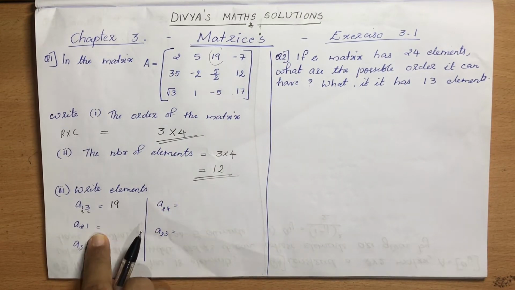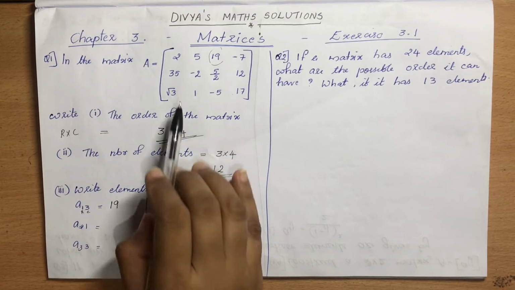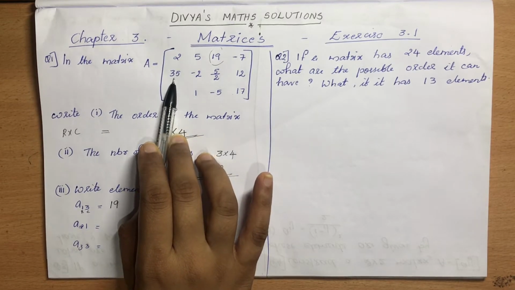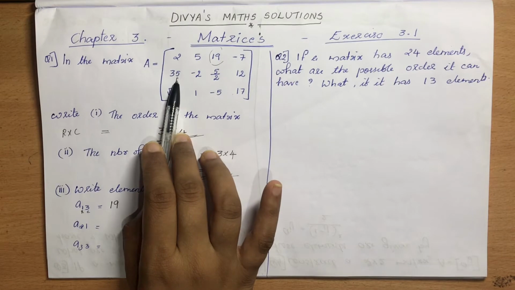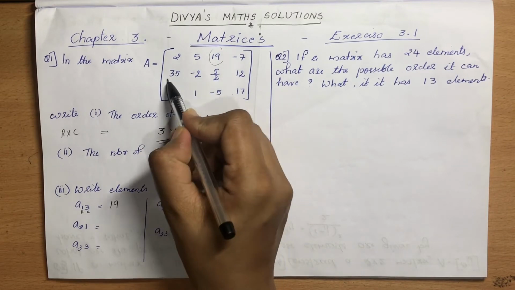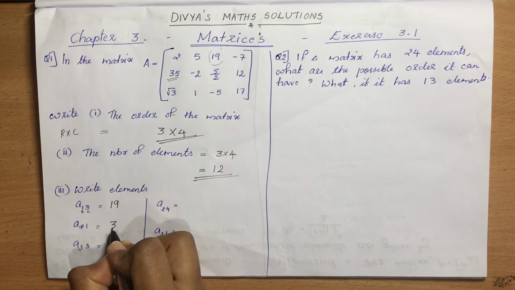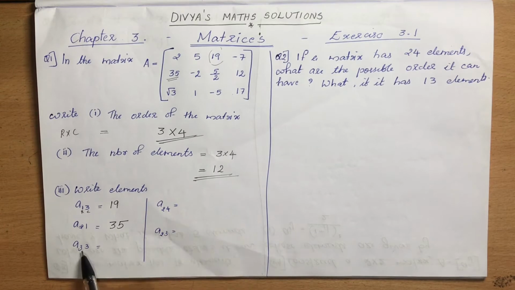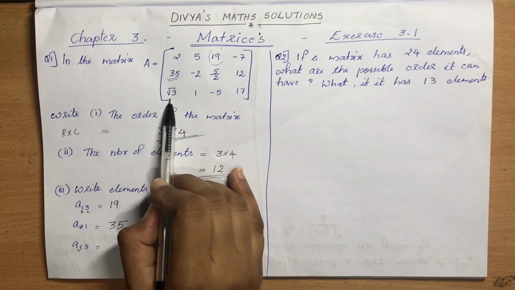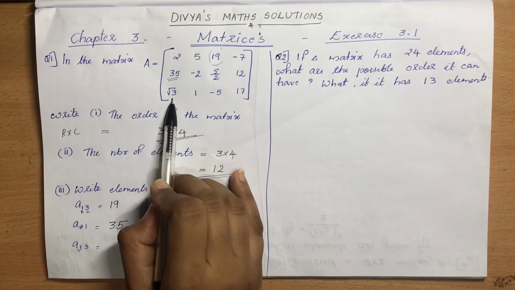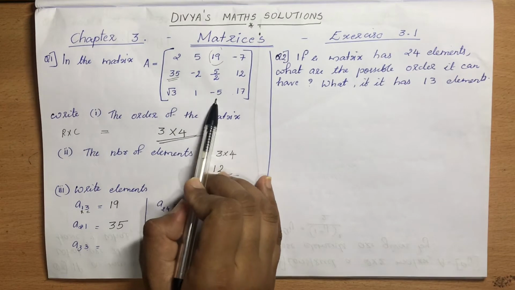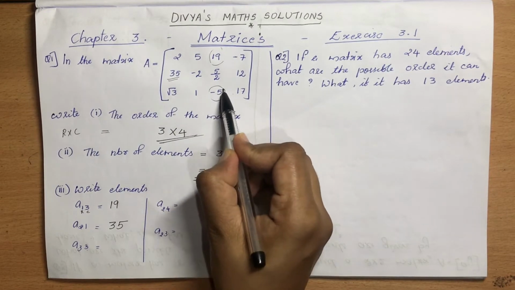Next, A21. A21 means second row. Second row is which one? This one, in the first column. This is the first column, right? So what is the element over here? 35. So A21 is 35. A33. A33 means the row is 3 and the column is also 3. This is the third row. Then which one is the third column? 1, 2, 3. This one. That means minus 5.